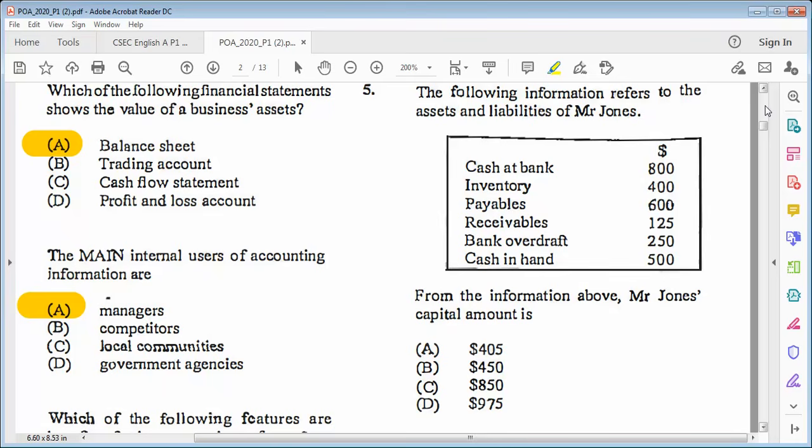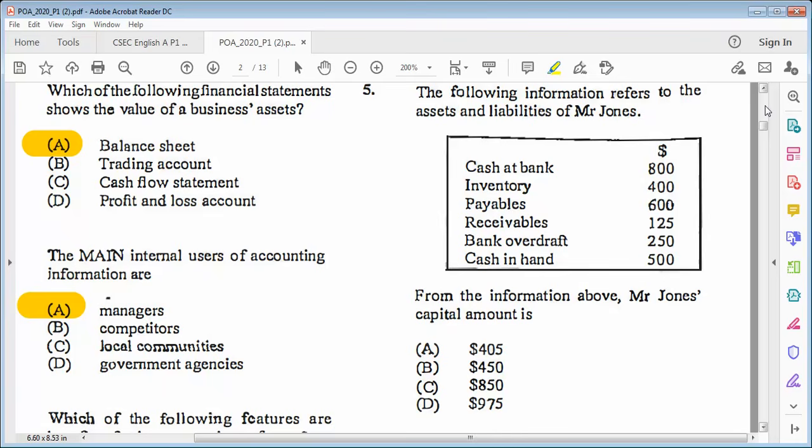Now, we know in order to find our capital, it is assets take away our liabilities. So, what are our assets? Our assets are cash at bank, $800, inventory, $400, receivables, $125, and our cash in hand, which is $500. So now when you add all of that total, you should get $1,825. What are our liabilities? Our liabilities are payables, $600, and our bank overdraft, which is $250. So that in total is $850.